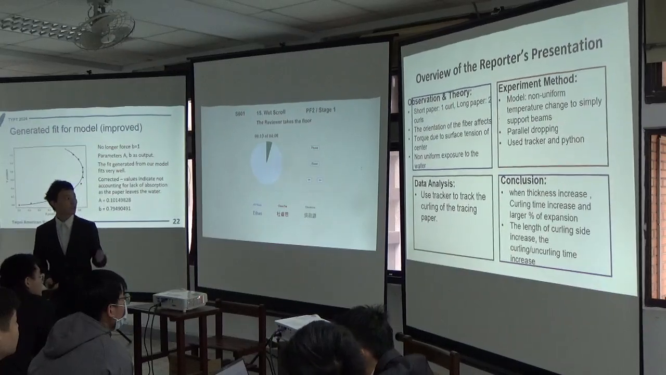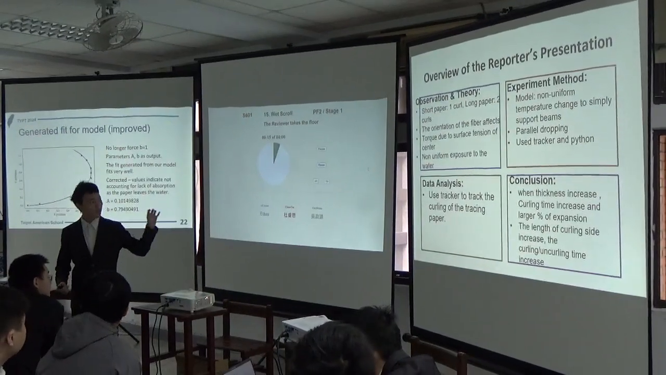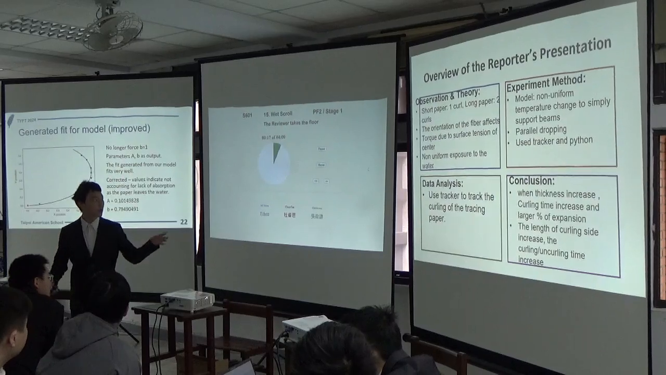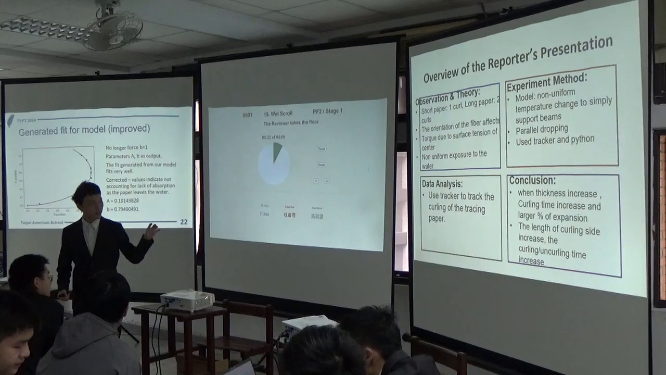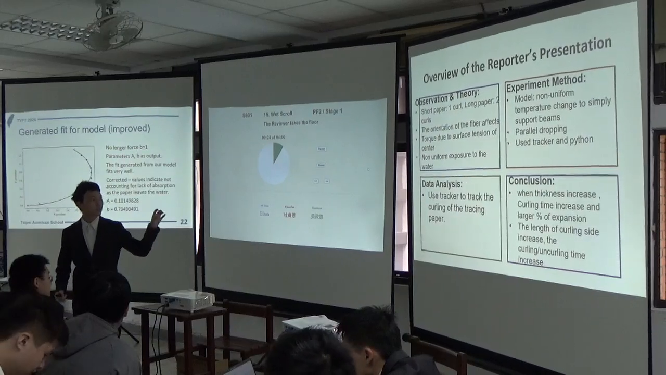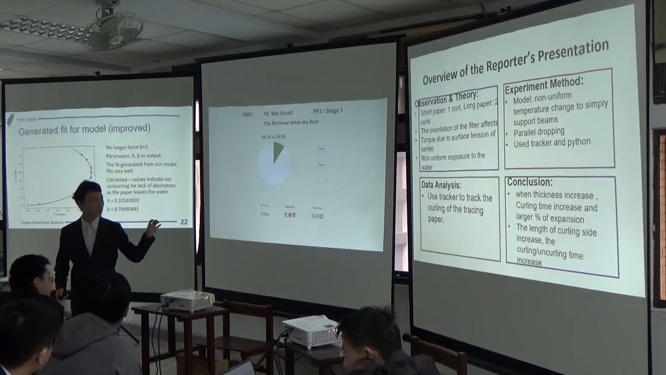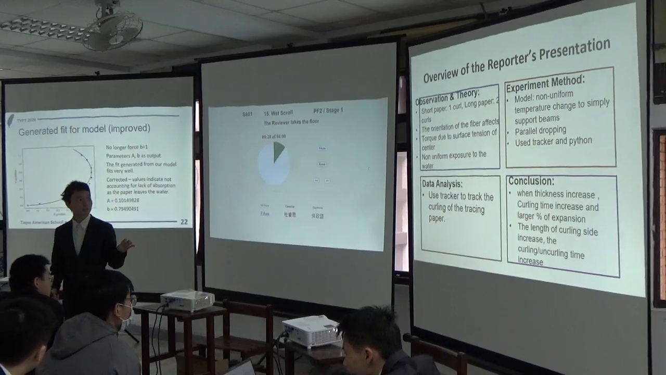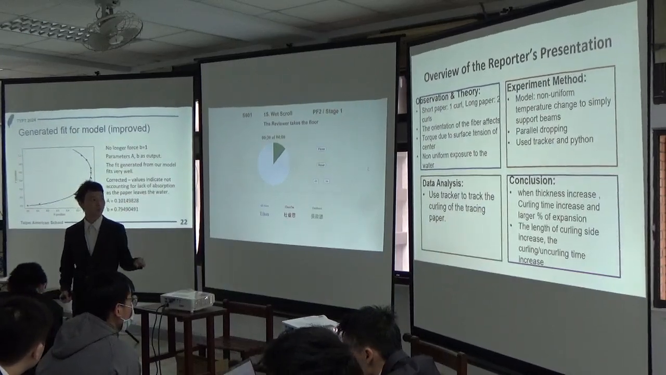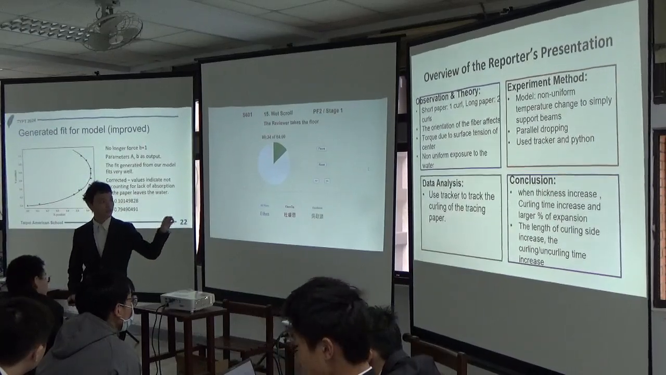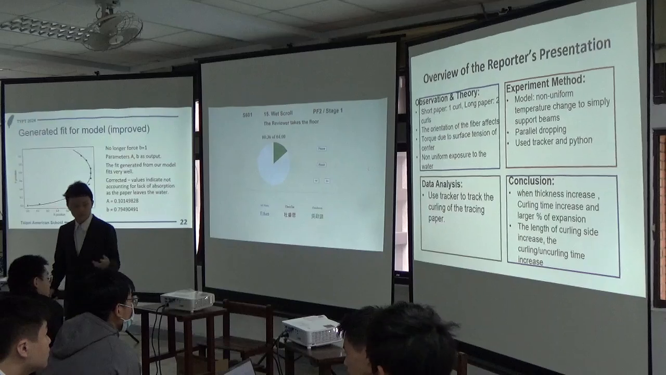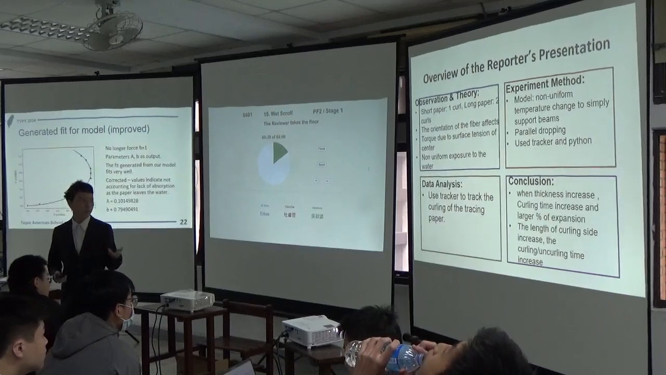So first, they use short paper and test whether it would be one curl or two curls. And they use the orientation of the fiber effects and calculate the torque of the surface tension of the center and talk about the non-uniform exposure to the water. And they experimented using non-uniform temperature change on a simply supported beam. And they use parallel dropping and use Tracker and Python to simulate and see the experiment results.